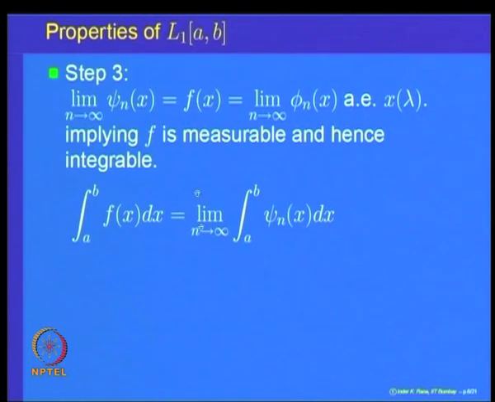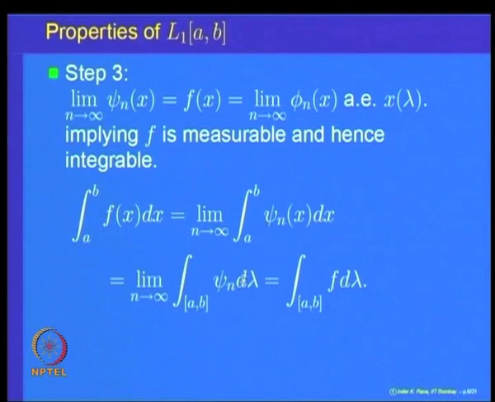So, an application of Lebesgue's dominated convergence theorem gives that the Riemann integral of f is the same as the limit of the Riemann integrals of psi n's, which are equal to the Lebesgue integrals of psi n, and the dominated convergence theorem gives that this is the Lebesgue integral of f over a b. So, that proves the theorem completely.